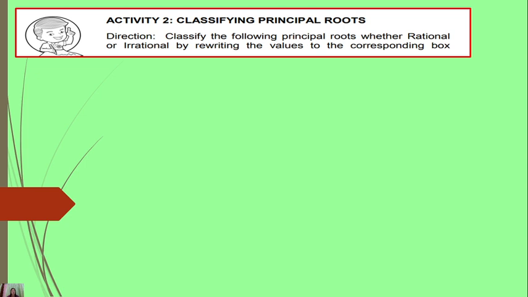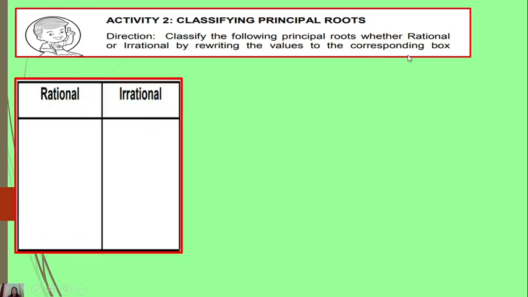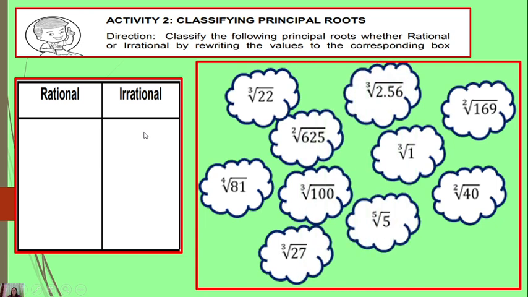Classifying principal roots. Direction: you classify the following principal roots, whether rational or irrational, by rewriting the values to the corresponding box. Okay. So, dito ninyo ilalagay yung sagot ninyo. Ano-ano nga ba yung mga examples ng radical na rational and irrational? So ito, ililipat mo lamang siya dito.